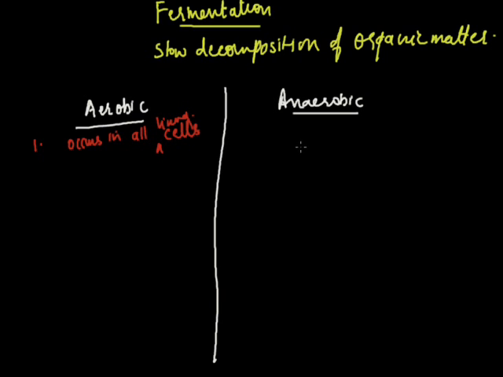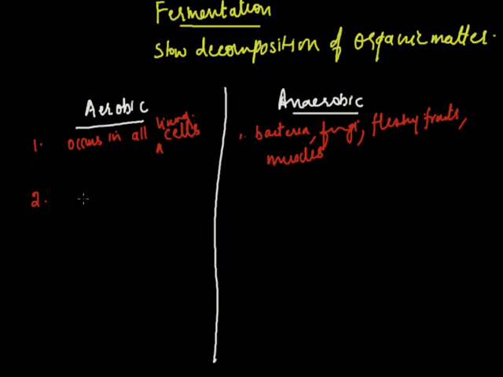On the other hand, anaerobic respiration occurs in bacteria, fungi, fleshy fruits, mussels, etc. Now, the second point of difference is that aerobic respiration requires oxygen. Oxygen is required here. In anaerobic respiration, oxygen is not required.